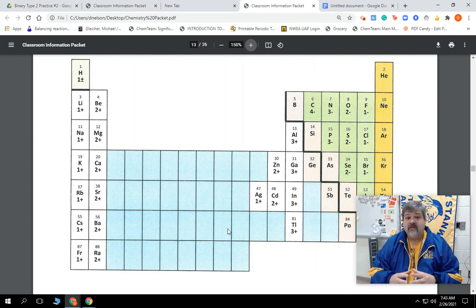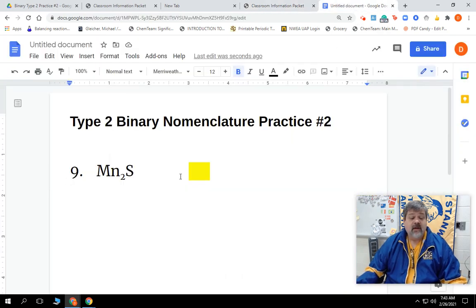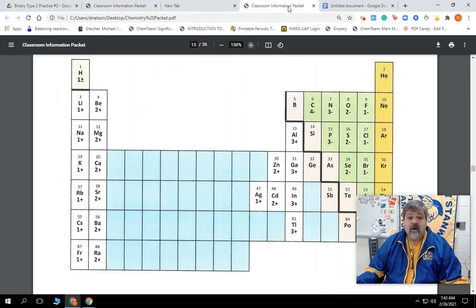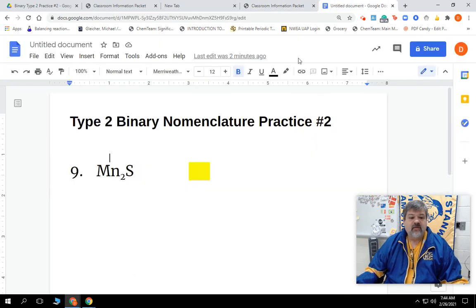Remember, the compounds are ionic, so they are balanced. So if we go back to the problem itself and we look at it, we see Mn2S. So if we go to our periodic table, we see Mn is magnesium, or excuse me, manganese. So it's manganese. And if we go to our other page, it's right in here. So it is in that blue section. So let's go back to the problem. We know that it's manganese. We know that there's 2 of them. We know that there's 1 sulfur.